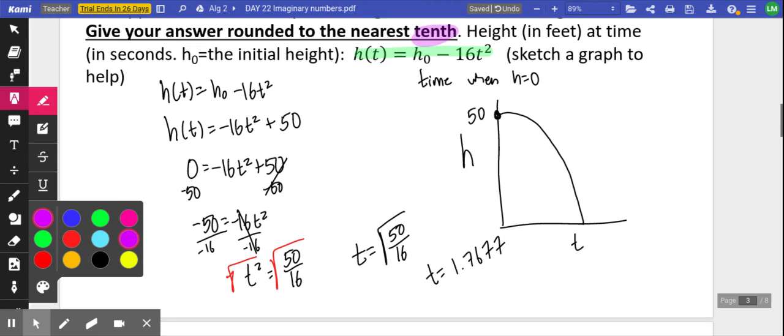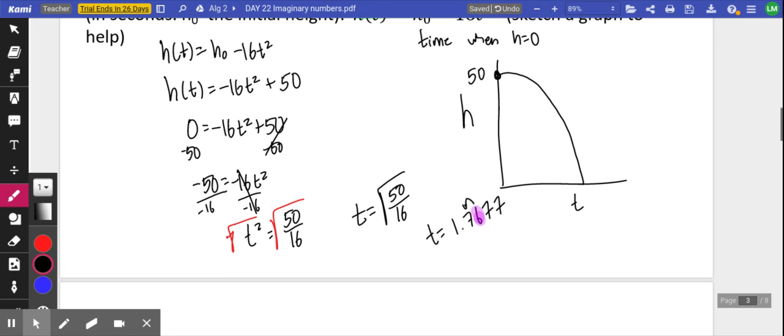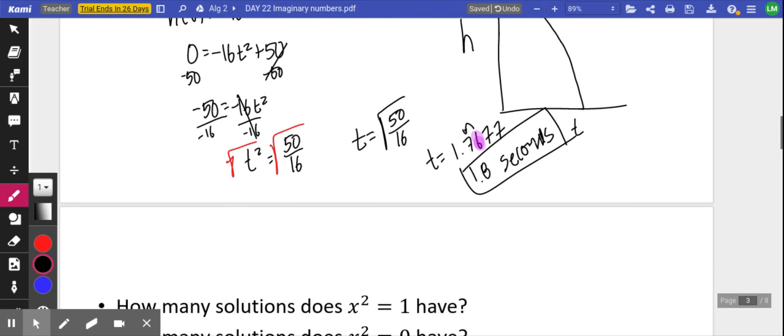Now let's take a look at rounding to the nearest tenth. Tenth is 1 decimal place. So I want to look at the second decimal place here, the 6, and see if it bumps up the other one. Since 6 is above 5, it's going to bump this up to 1.8 seconds. So let's be precise with our rounding and our answers and our units and all that good stuff. All right, that's the warm-up. Hope you did well on that. Let's go ahead and look at today's lesson.